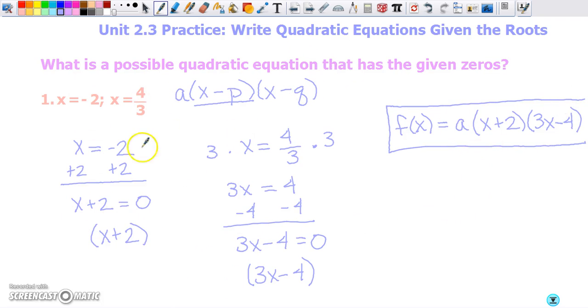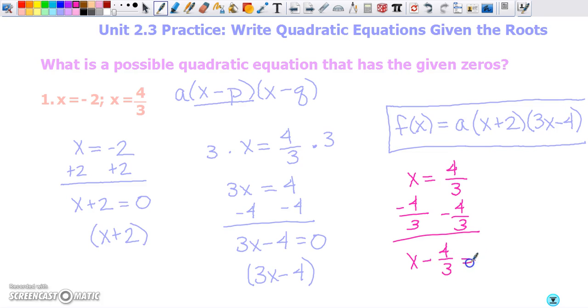So get your number on the same side as the x. Now I'm going to show you a second route on how to deal with this x equals 4/3. What you could do instead is subtract 4/3 from both sides of your equation. So we end up with x minus 4/3 equals 0.